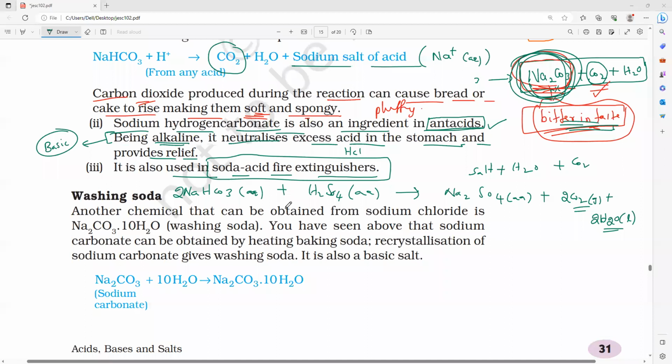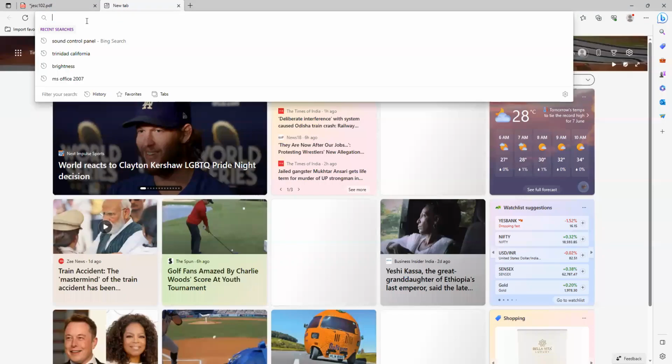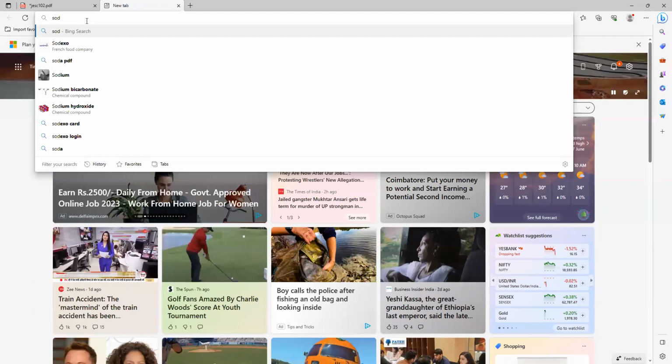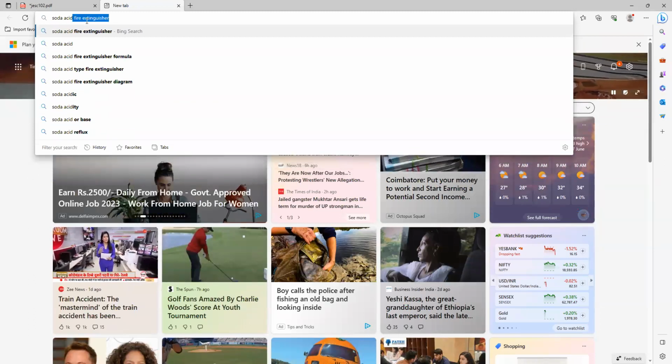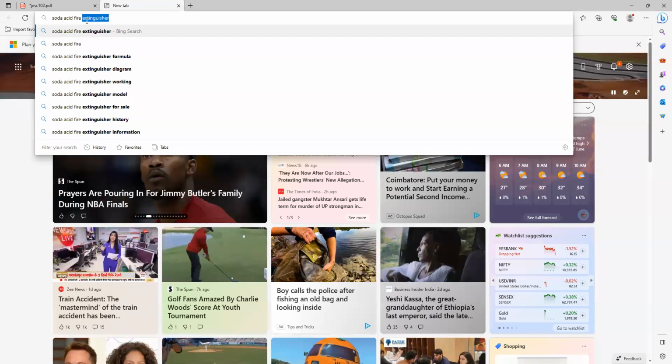So you all are seeing the soda acid fire extinguisher. If you go to the market, or if you see in our schools also somewhere, soda acid fire extinguisher, you might all have seen it. Am I right, everybody? Yes, sir. Sir, how does it work? Is the reaction stored inside, or are only the components stored?